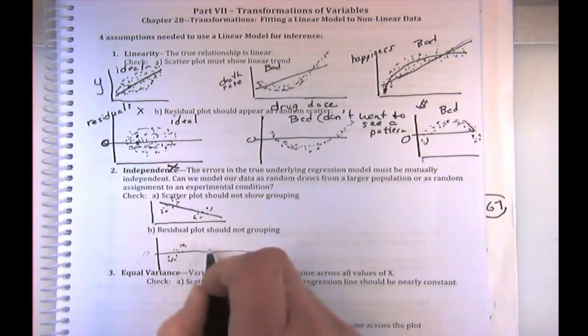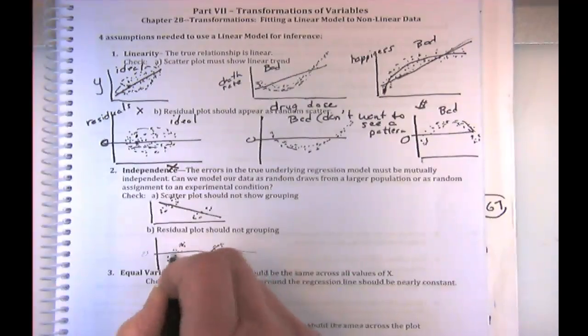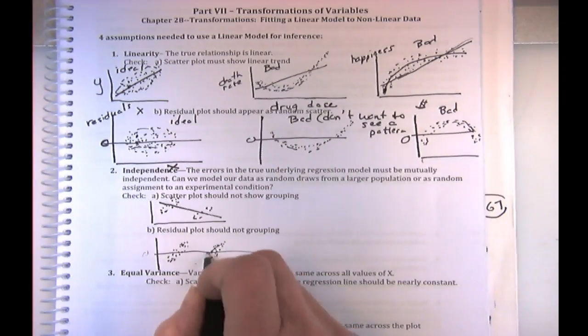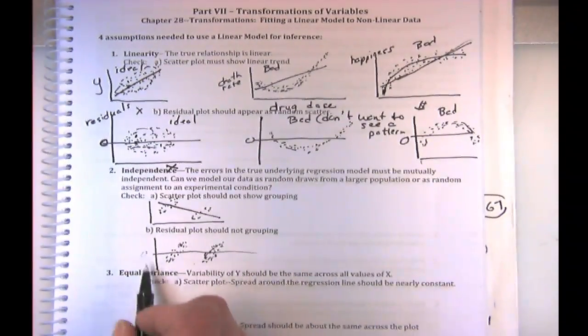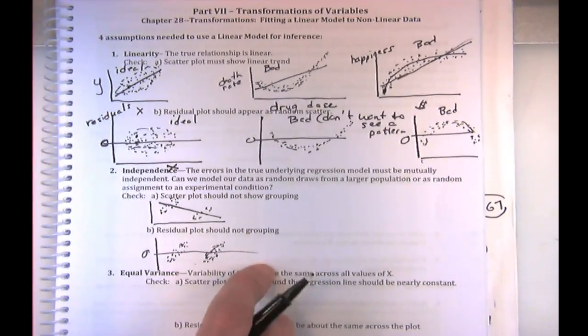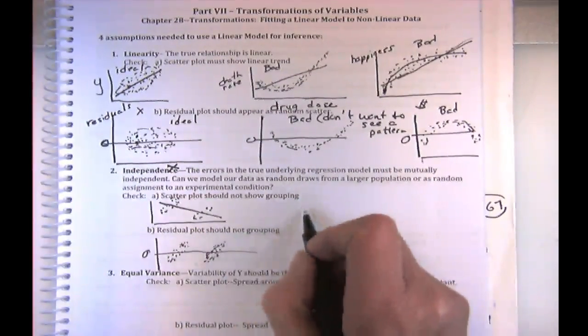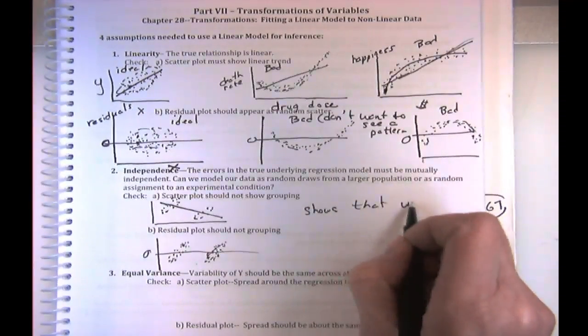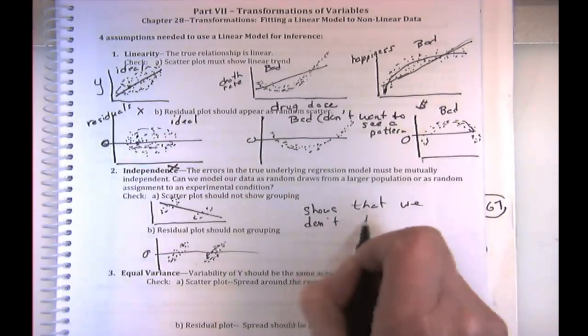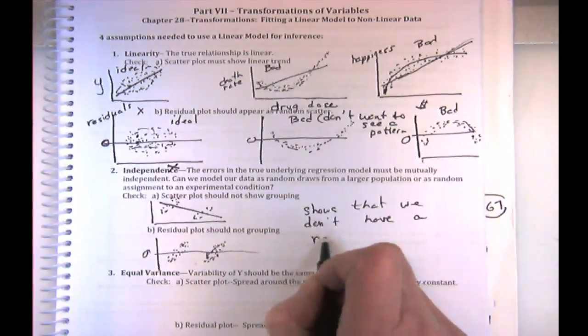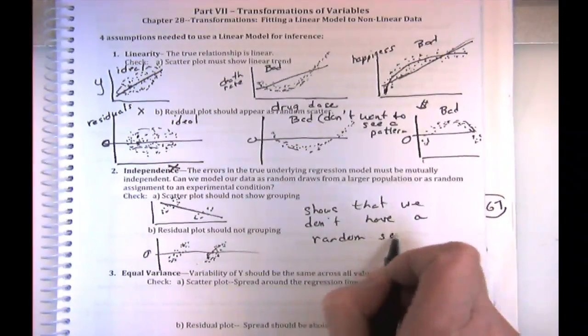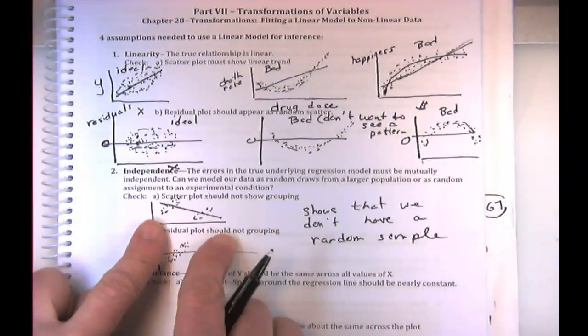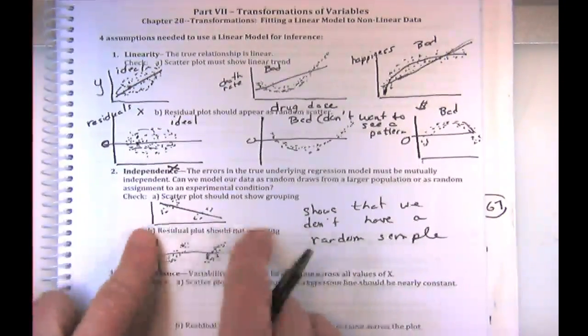We'll look at some examples in a minute, an actual example where you'll see that it's often easier to spot patterns in the residuals. All right? And so this usually shows what? That we don't have a random sample. I mean, if there are two groups that weren't randomly selected, that's why they would look like that.